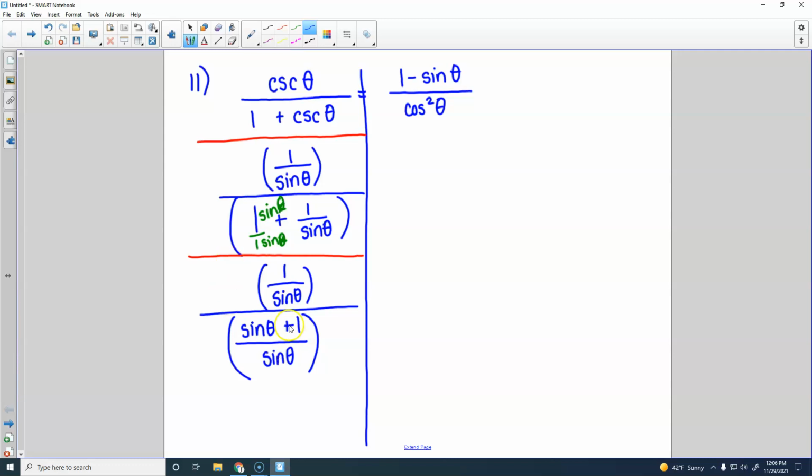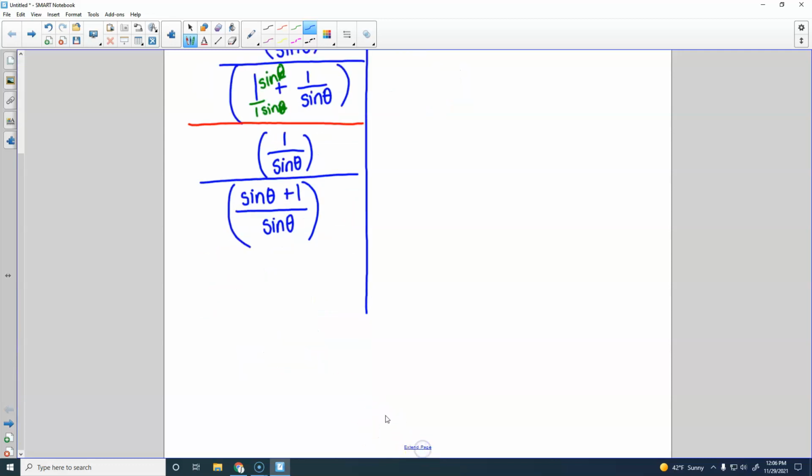Okay, so now I have a fraction over a fraction, right? So now I can say dividing fractions is easy as pie. I'm going to flip the second and multiply. So I'm going to have, let me do another red line, this is the next step here: 1 over sine theta times sine theta over 1 plus sine theta.